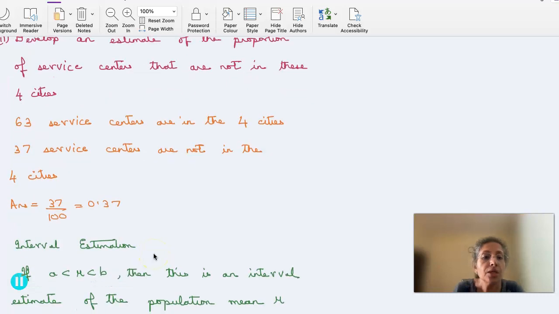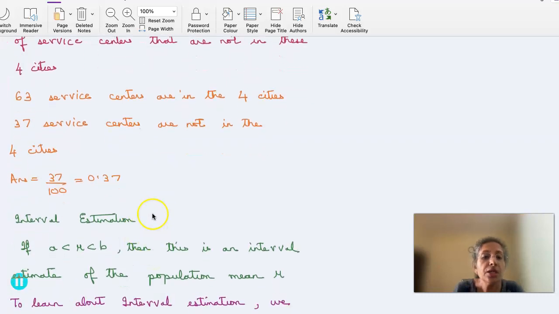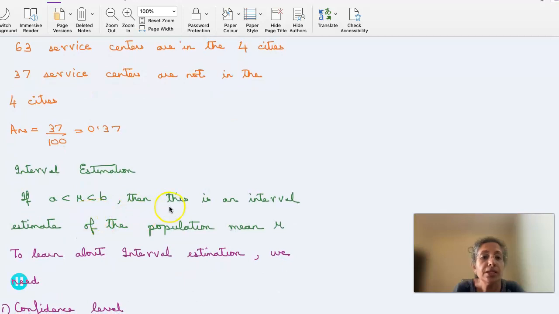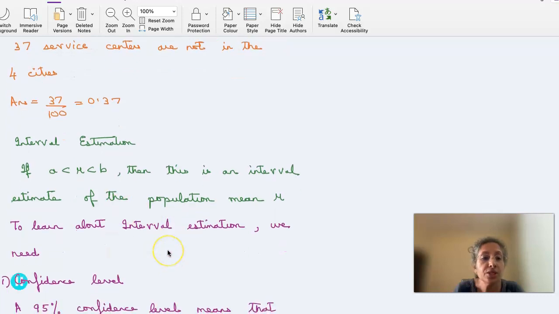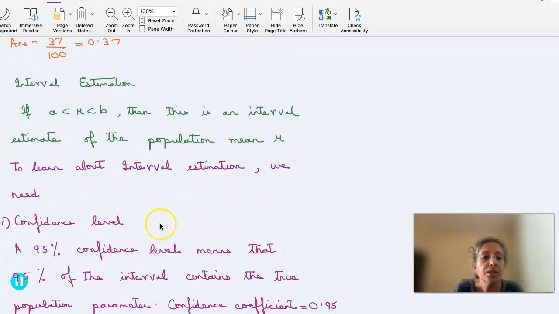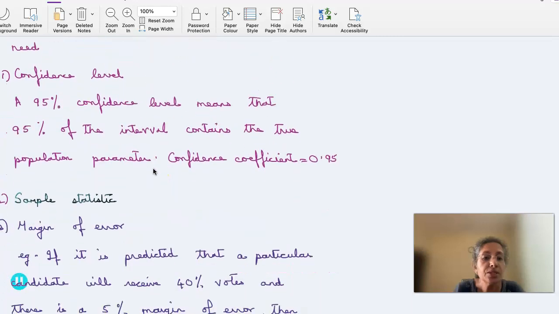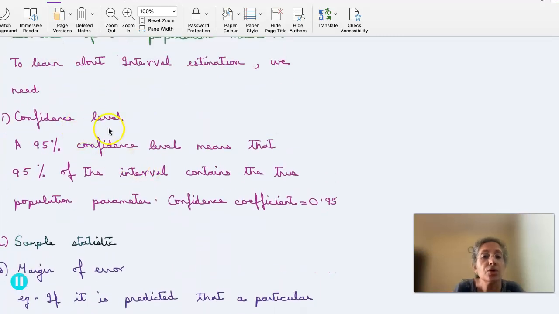Now coming to interval estimation. If mu lies between A and B, then this is an interval estimate of the population mean mu. So we are looking at this interval and then estimating the population. To learn about interval estimation, you need 3 parameters, namely confidence level, sample statistic, and margin of error. Now what is confidence level? A 95% confidence level means that 95% of the intervals contain the true population parameter. And the confidence level is given by 0.95.